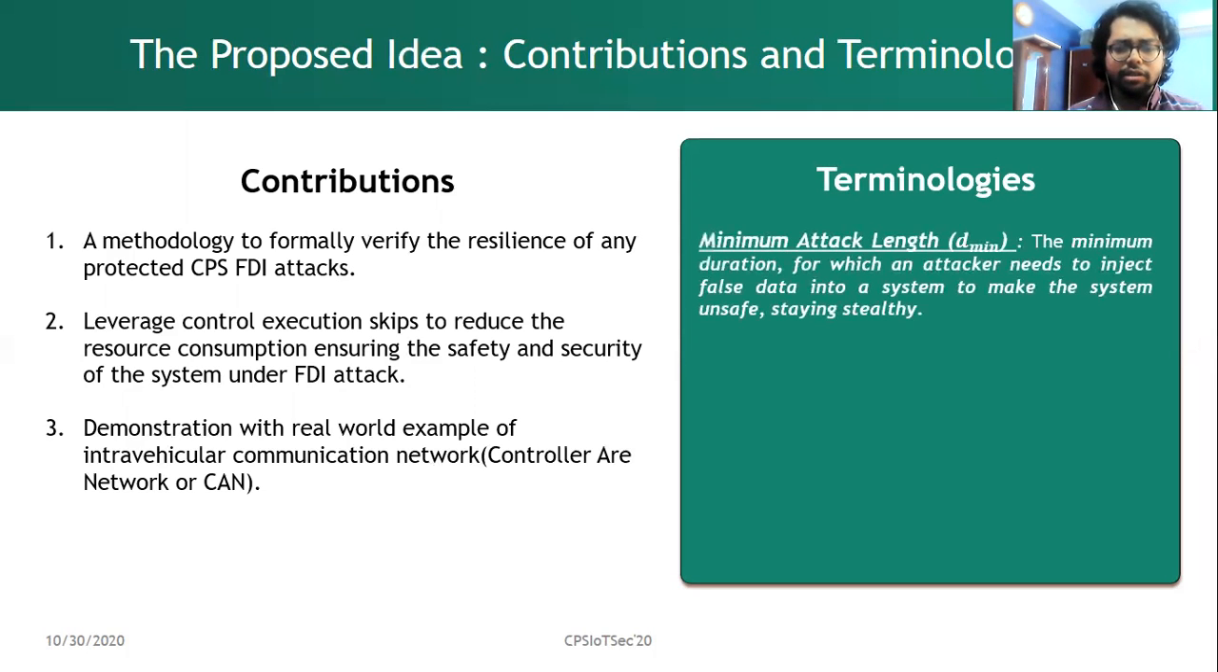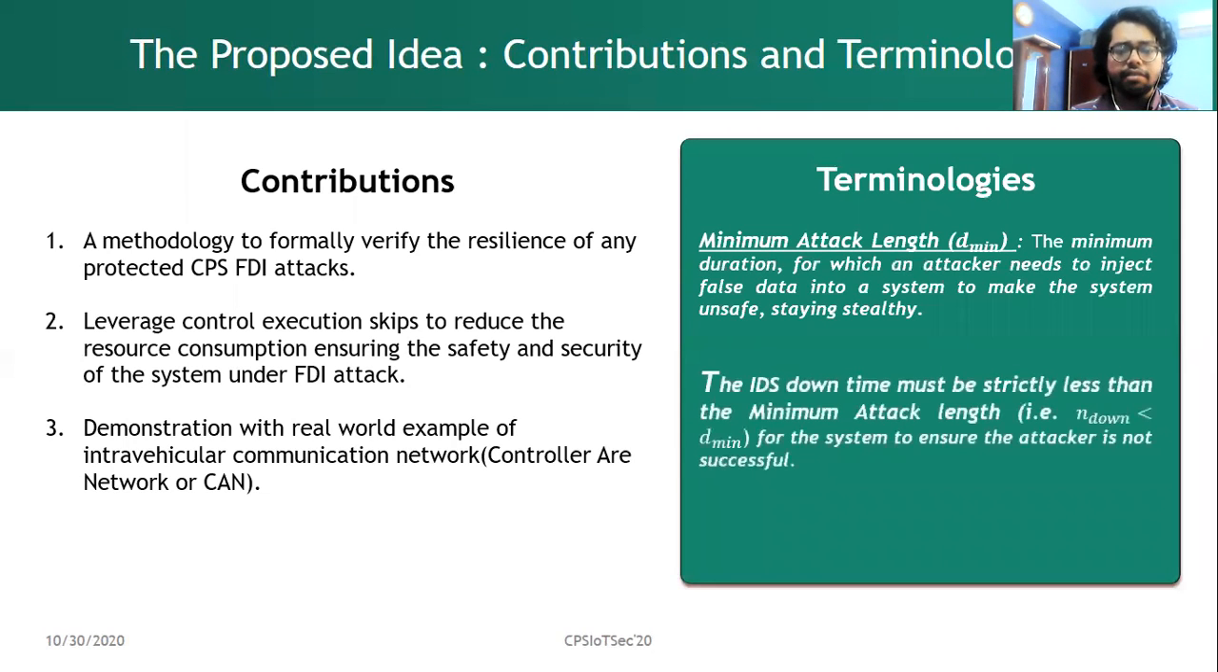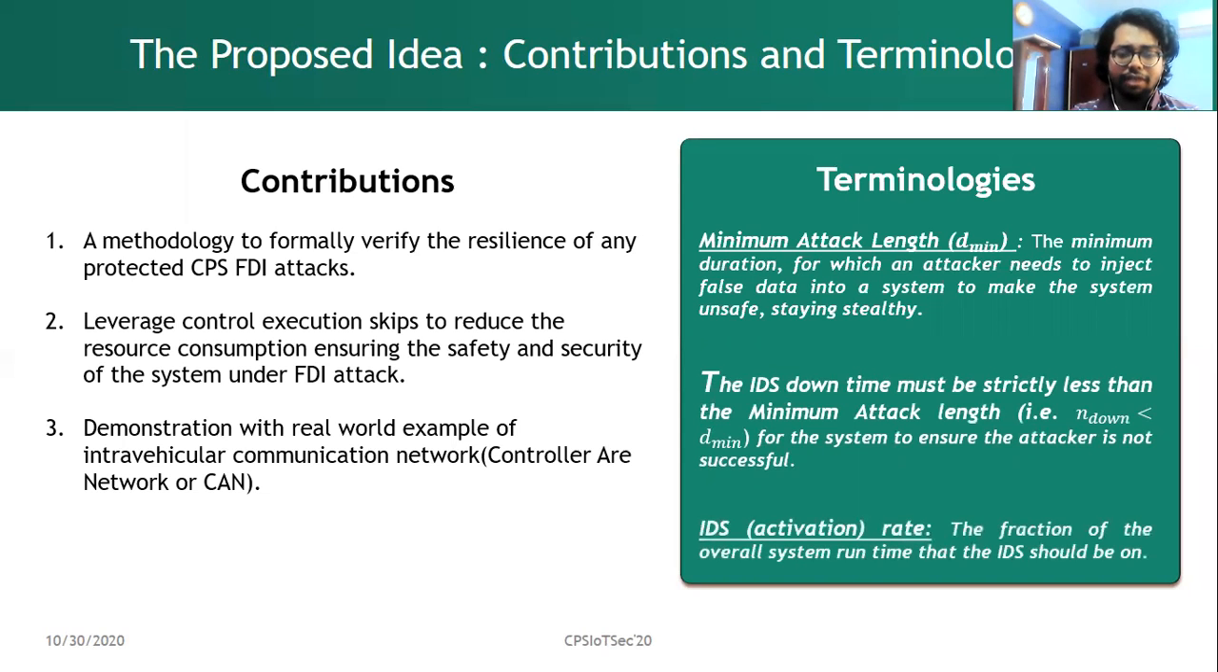The terminologies that we are using here are minimum attack length, dmin, which is the minimum length for which an attacker has to inject false data in a system to stay stealthy and still make the system unsafe. Now, the IDS must be activated before this duration to ensure system safety, and this actually signifies the system security level. And IDS rate, on the other hand, is another terminology that we use to signify the fraction of time the IDS has to be turned on when compared to the overall system runtime, which denotes the resource consumption of the IDS.